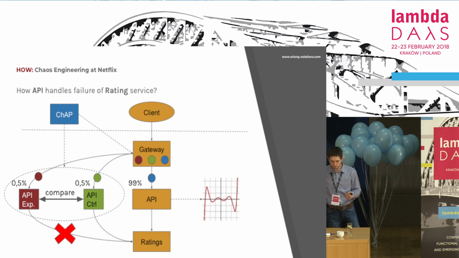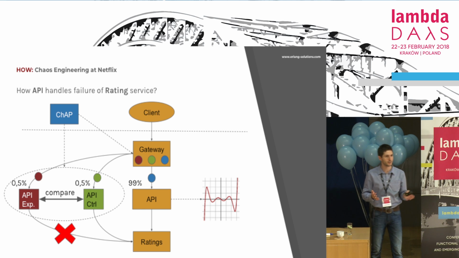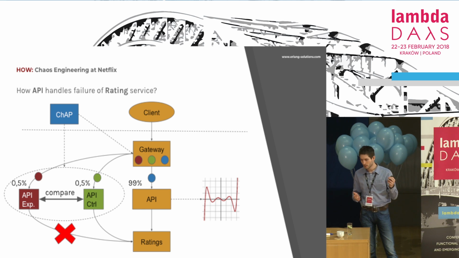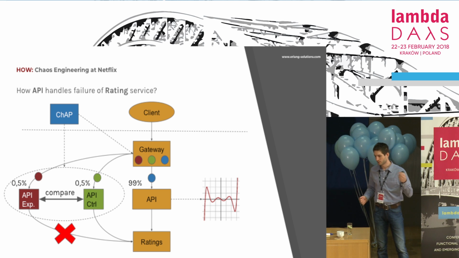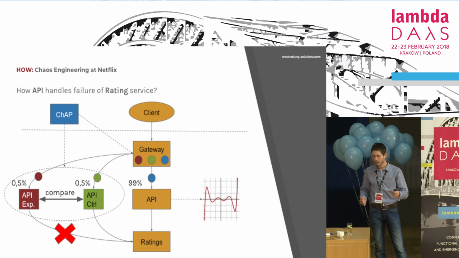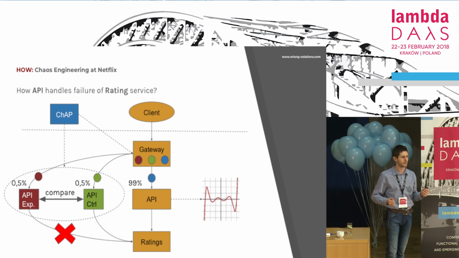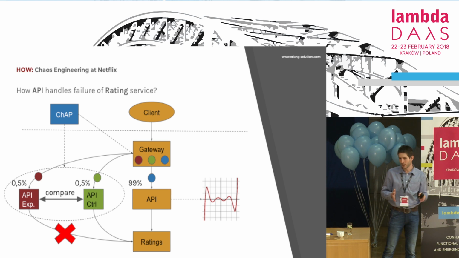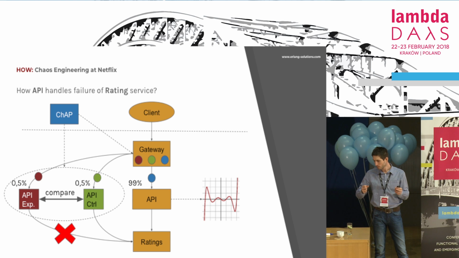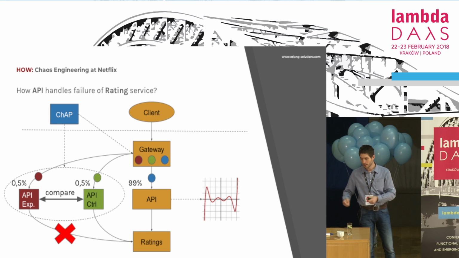And now I would like to tell you how Netflix does it, who practice the discipline. Let's assume that they would like to answer the question of how their API handles failure of the rating service. The normal path of such a request would be that the client hits the gateway, then the gateway calls the API, and finally the API calls the rating service. Rating service is some service responsible for assigning scores to movies, something like that. And because they observe their system, they know what their key business metric is, they know the steady state.